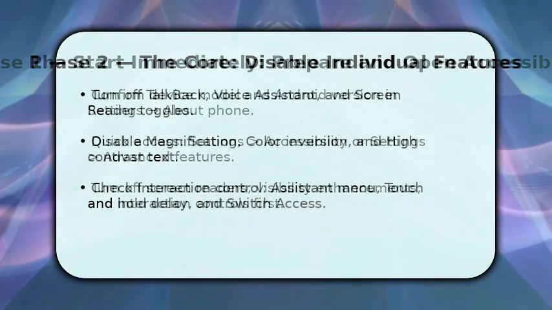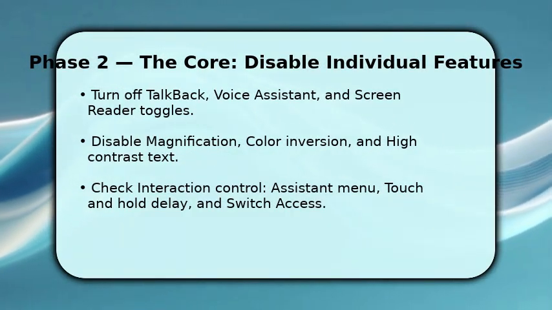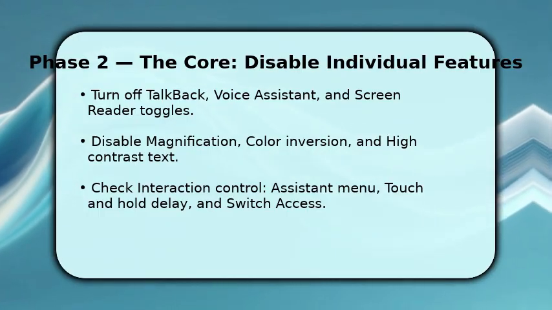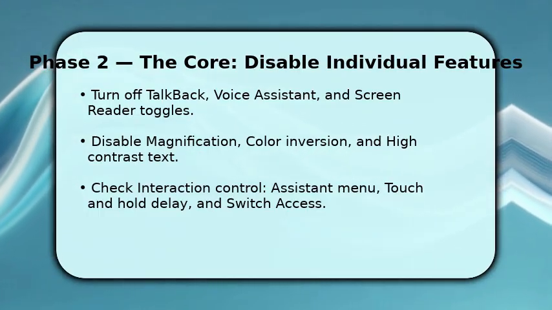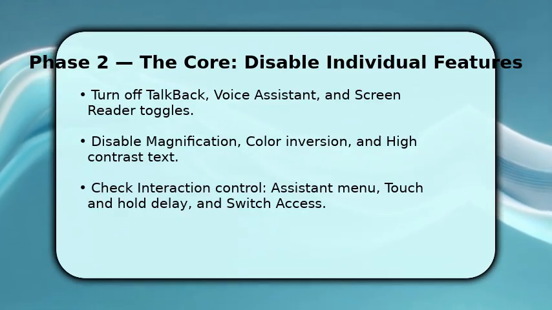Now you methodically disable the core accessibility services one by one so your phone returns to standard behavior. First, turn off TalkBack or Voice Assistant completely, then stop magnification and color inversion. These affect how you see and touch the screen.